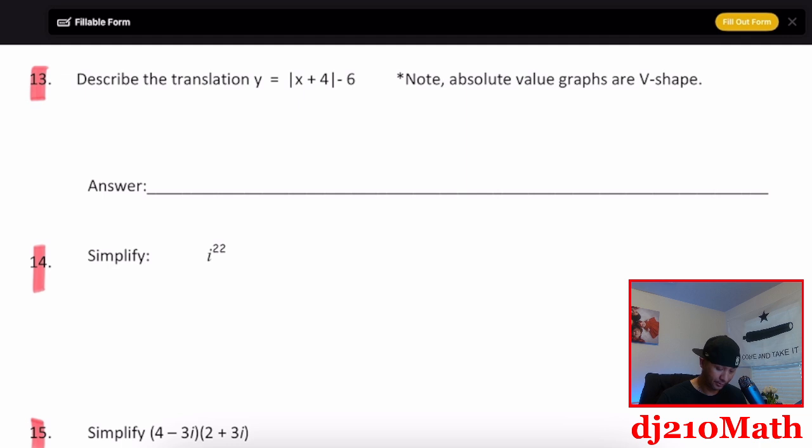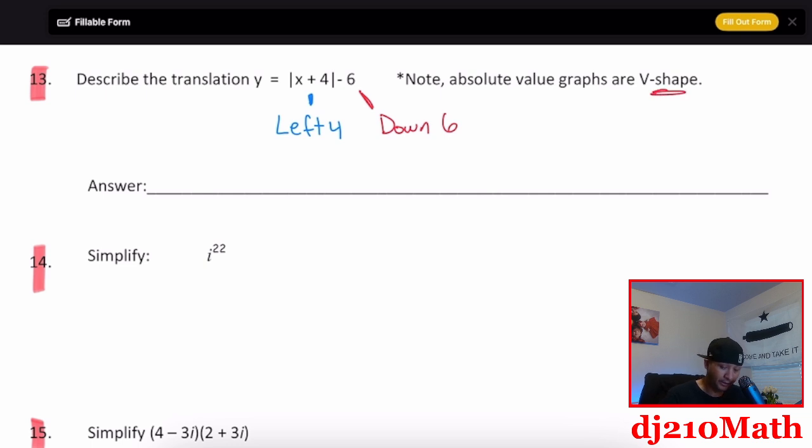All right, 13. So describe the translation. So what's happening here? All right, inside's going to lie, right? Inside, this is my left or right. And inside lies, so positive, right? x plus 4. It's going to go left. Left how many? Left 4. And then outside, this is up and down. And this one behaves normal. It's -6. So it's going to go down 6. So those are the answers, right? That describes the translation. It goes left 4 and down 6.